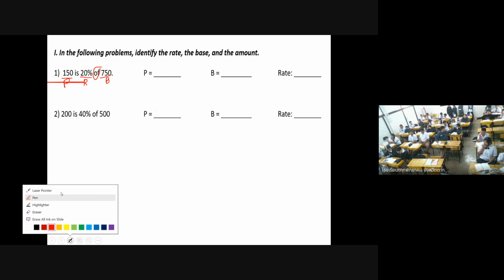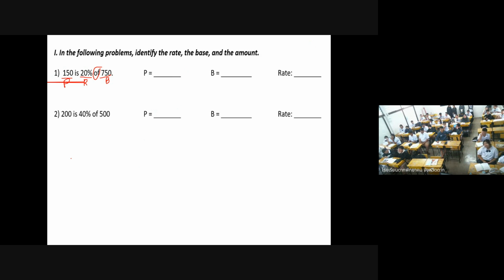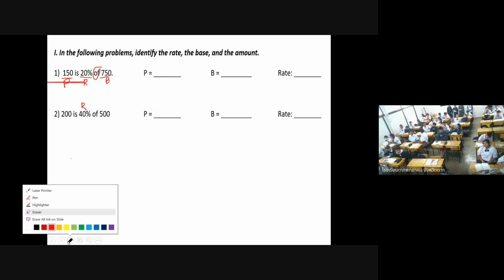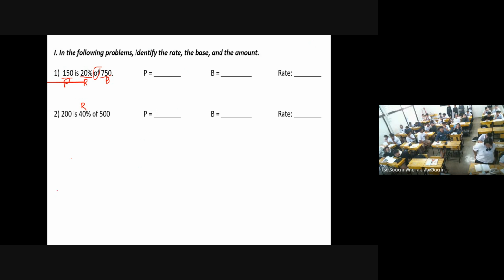Next, number 2. 200 is 40% of 500. Which is the rate? The rate is 40%. Okay. There you go. Next, which is the base? The base is 500, correct?